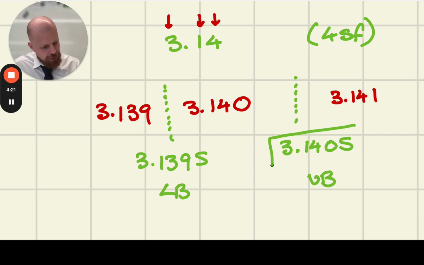The upper bound, correct to 4 significant figures, would be 3.1405, and that is anything that would round to 3.14. And the lower bound is 3.1395, and that is the smallest number that would then round up to 3.14 when we are considering 4 significant figures. So there you have it. That's how you find the upper and lower bounds for numbers when rounded to decimals as well.